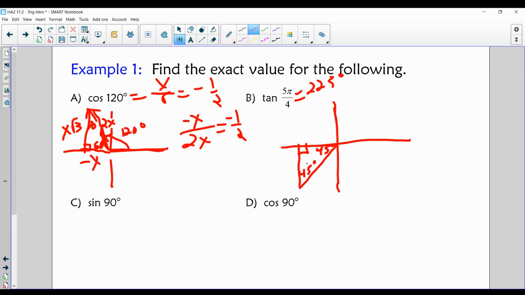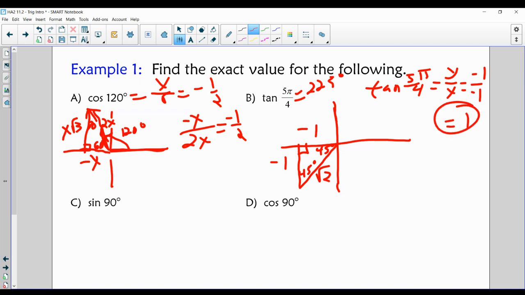So we have a 45, 45, 90 triangle. So I'm going to label these sides as 1, 1, 1 square root of 2. Again, I could have done 2, 2, and 2 square root of 2, or 5, 5, and 5 square root of 2. x, x, x square root of 2. This one goes to the left. This one goes down. Hypotenuse is always positive. Okay, so the tangent of 5 pi over 4 would be y over x, which would be negative 1 over negative 1, which would be 1. So the tangent of 5 pi over 4 would be positive 1.